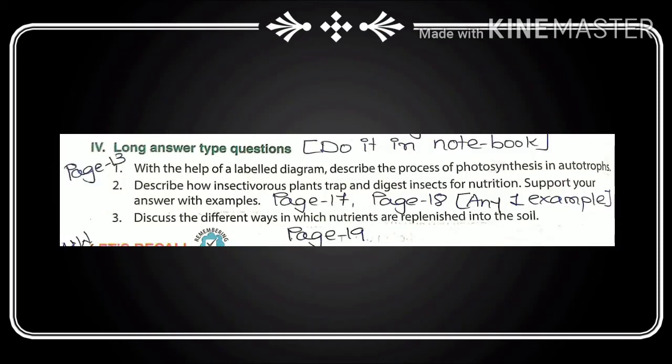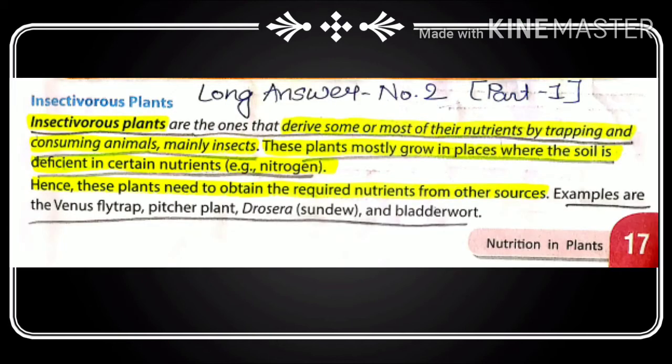Then the second question is, describe how insectivorous plants trap and digest insects for nutrition. Support your answer with an example. For this answer you have to take out page number 17. There you will find how insectivorous plants derive nutrients by trapping insects, and then on page number 18 you will find examples of insectivorous plants.